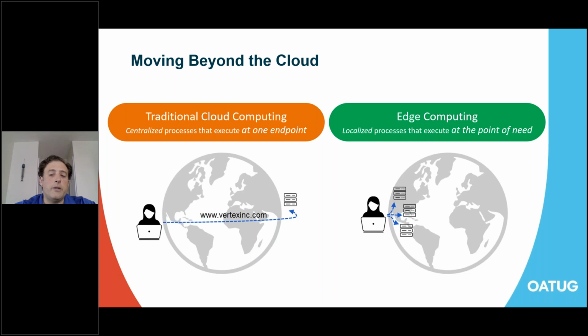So edge computing essentially moves that calculation from the cloud localized to the point of need. And edge computing is not the same as on-premise software. It's very, very different in that it is an extension of cloud computing.